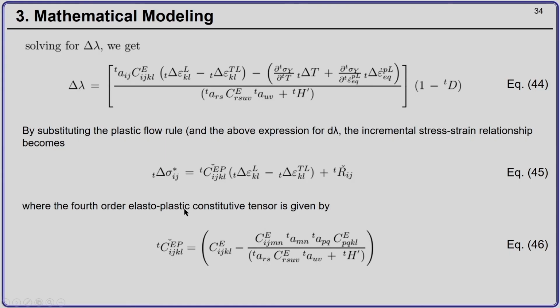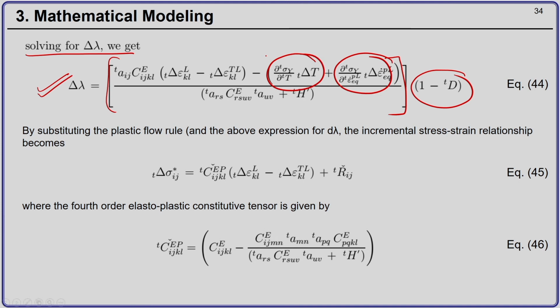Okay. So, that step I skip, and I will directly write that solving for delta lambda, you can get delta lambda by this long expression. Here the effect of damage is taken into account, the effect of strain rate is taken into account, the effect of temperature is taken into account, and obviously, you have the effect of plasticity over here.